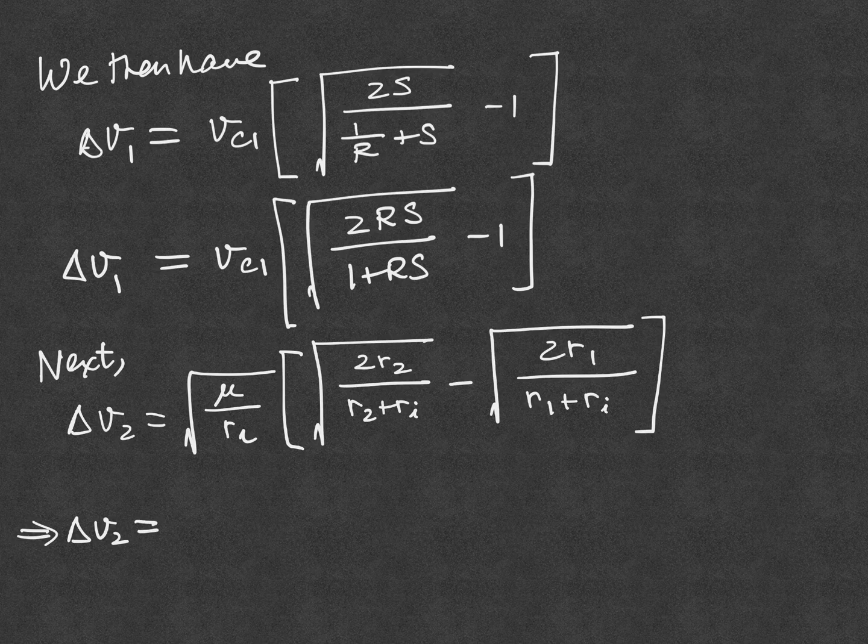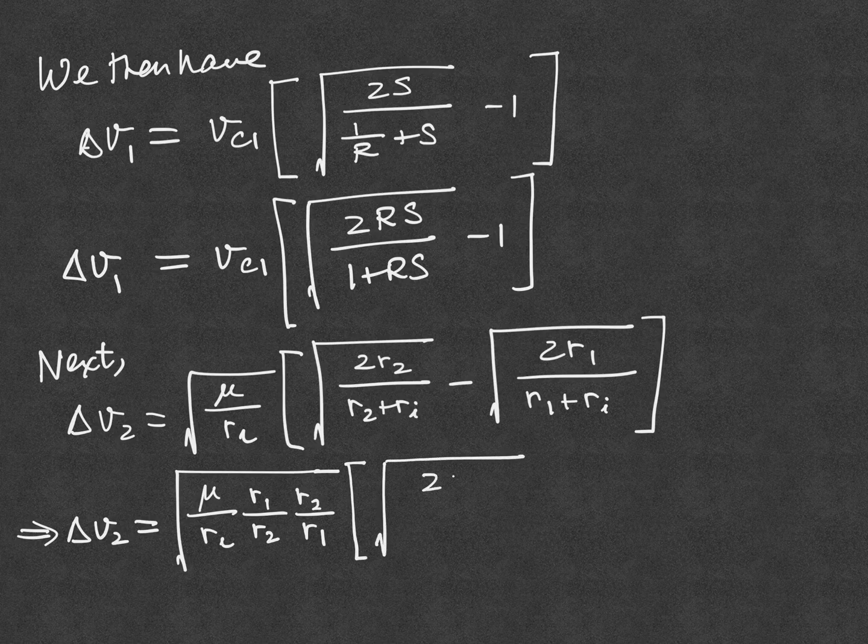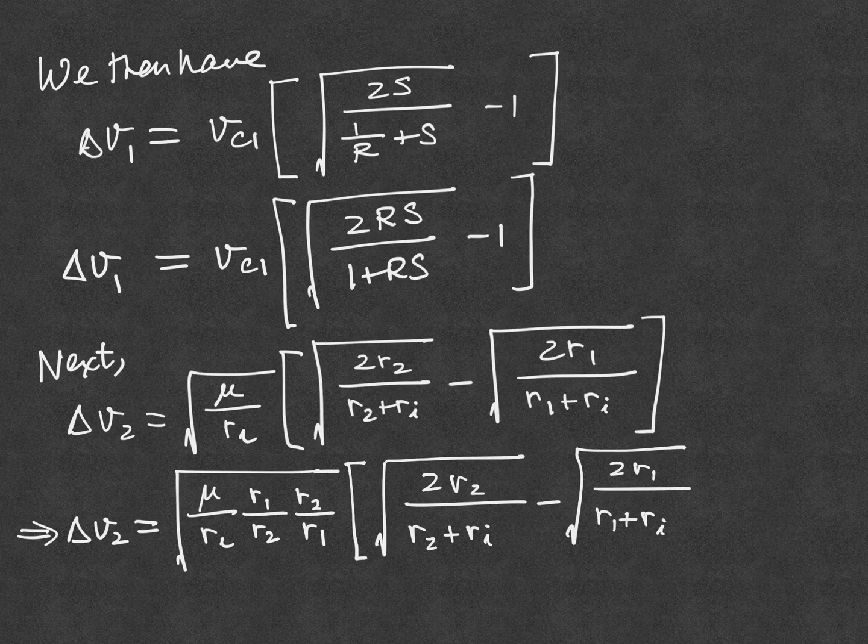Delta V2 can be written this way. Instead of writing the square root of mu over Ri, we're actually going to write the square root of mu over Ri times two fractions, R1 over R2 times R2 over R1. And you can see that by doing that, I've just multiplied by 1, so I haven't changed anything. And then in the square brackets, we have the square root of 2R2 over R2 plus Ri, minus the square root of 2R1 all divided by R1 plus Ri.